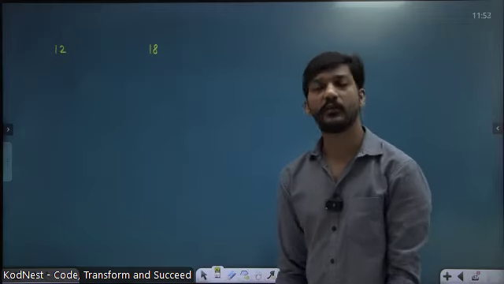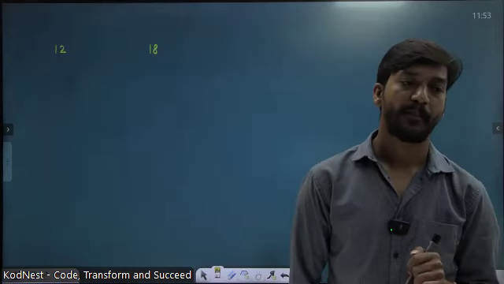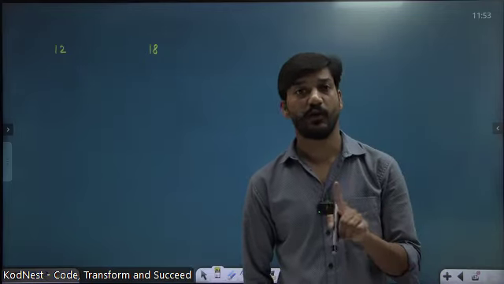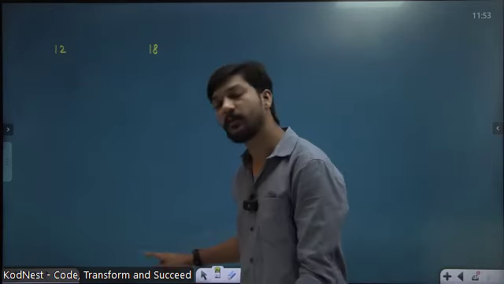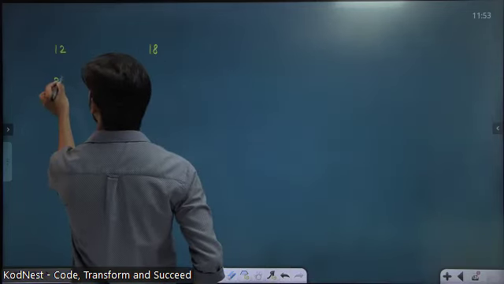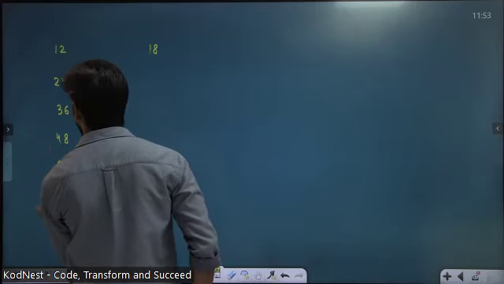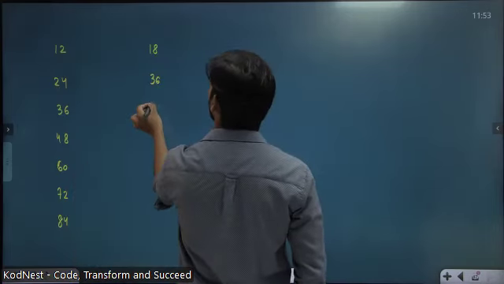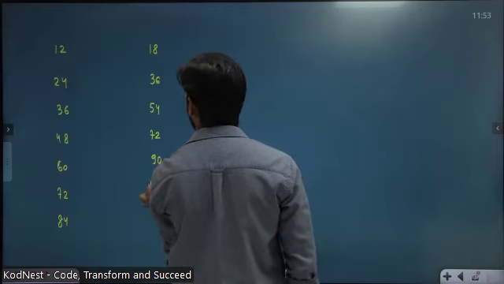I want to write the multiples. What is the meaning of multiples? Can I say the table of 12 will give you all the multiples of 12? The table of 18 will give you all the multiples of 18. So multiple means the table. So 12, 24, 36, 48, 60, 72, 84, all these are multiples. Now 18, 36, 54, 72, 90, 108, it's sufficient.